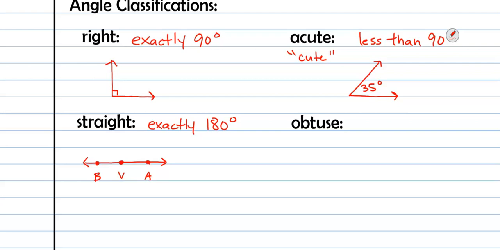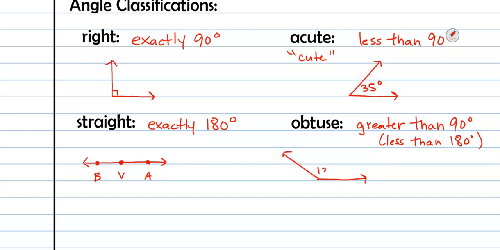And then lastly, obtuse angles have measures that are greater than 90 degrees. Okay, they still have to be less than 180 though, because once we get to 180 degrees, now we've hit a straight angle. So an obtuse angle maybe looks like this. Let's call it 120 degrees.